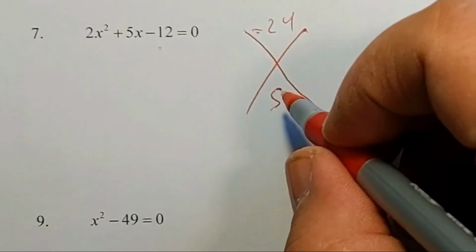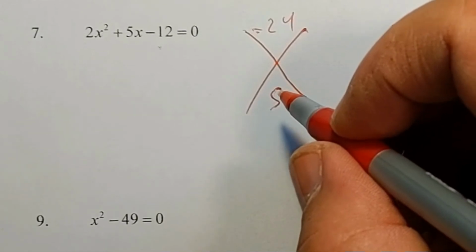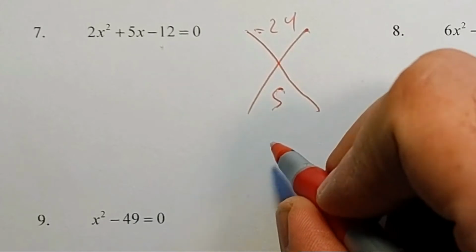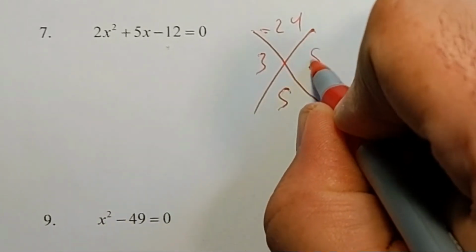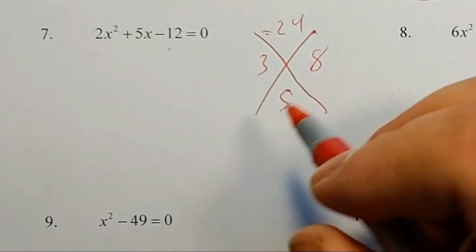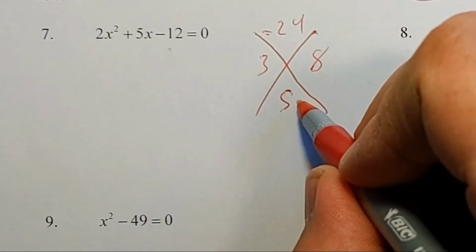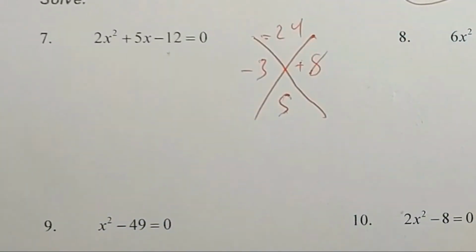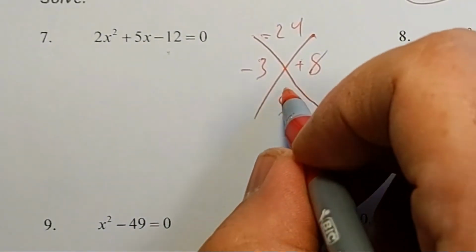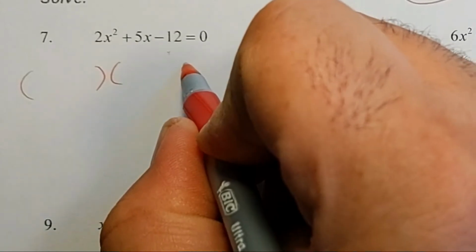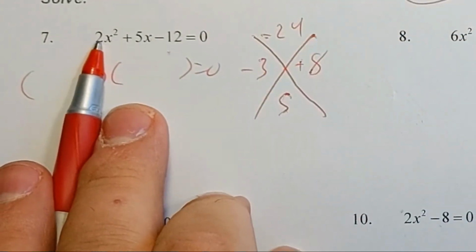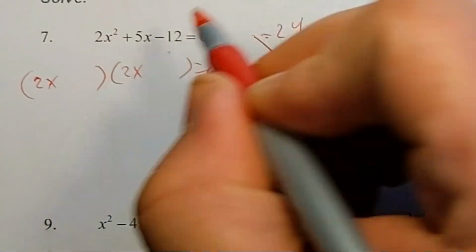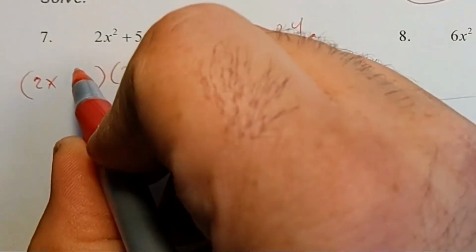So I know that I have 1 times 24, or 2 times 12, or 3 times 8, or 4 times 6. And out of those, 3 and 8 will subtract to give me a 5. I want them to be different signs, but I want the bigger one to be positive. So that means the smaller one has to be negative. And then when I set up the parentheses, I'm just going to put 2x from the 2x squared. I'm going to put 2x in the front of both of these. And then the negative 3 and the positive 8.